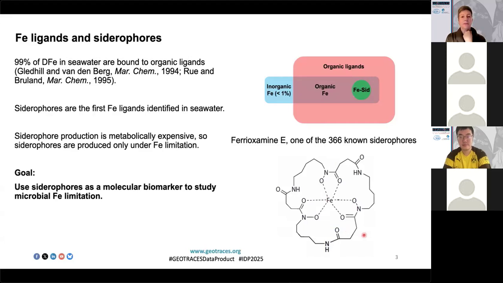Siderophores are designed to strongly bind iron through coordination, in this case with oxygen, and to facilitate iron uptake from the environment. Because siderophore production is metabolically expensive, they are produced only under iron limitation. So our goal is to use siderophores as a molecular biomarker to study microbial iron limitation, which, in contrast to phytoplankton, has never been proved in the ocean.